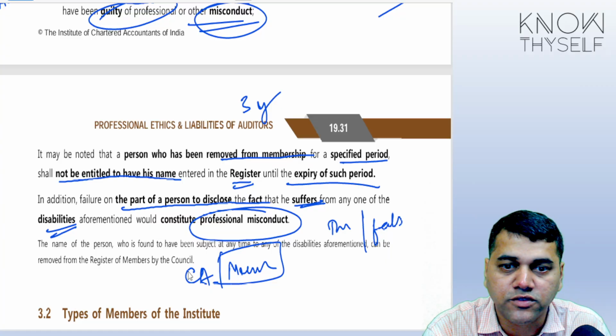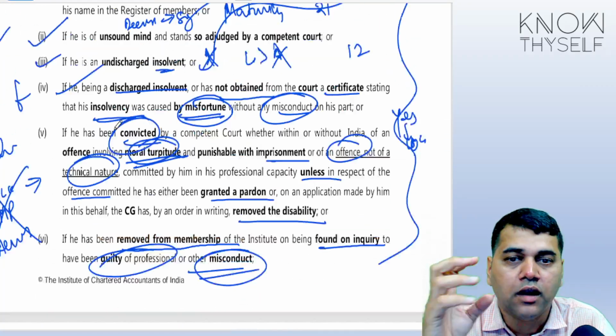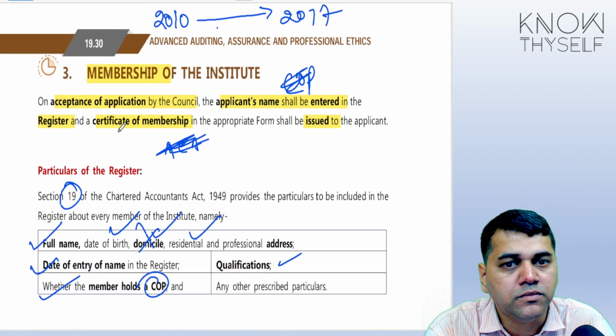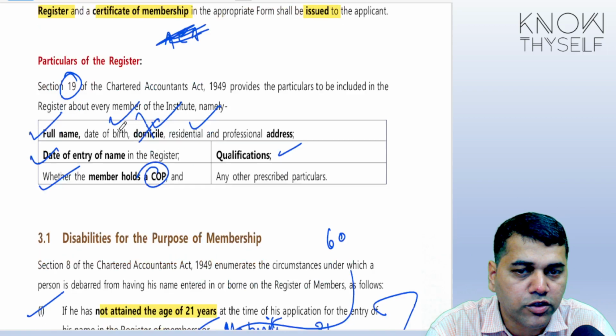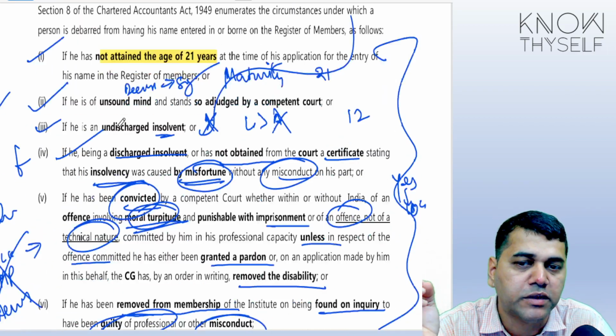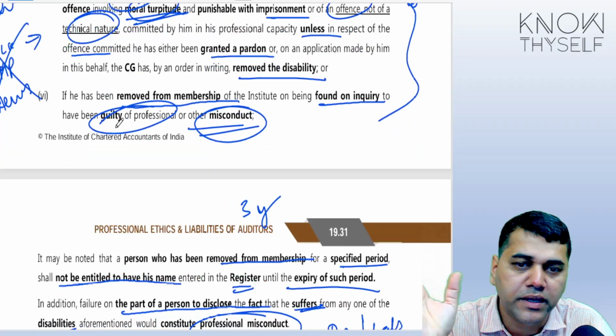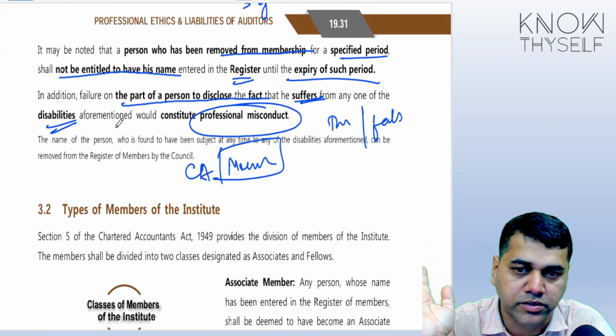So what are the conditions for disability? How to become a member? Membership. Okay, you have to apply to the council. They will record this and give you the membership certificate. But these people will not be able to enter their name in the register of members.